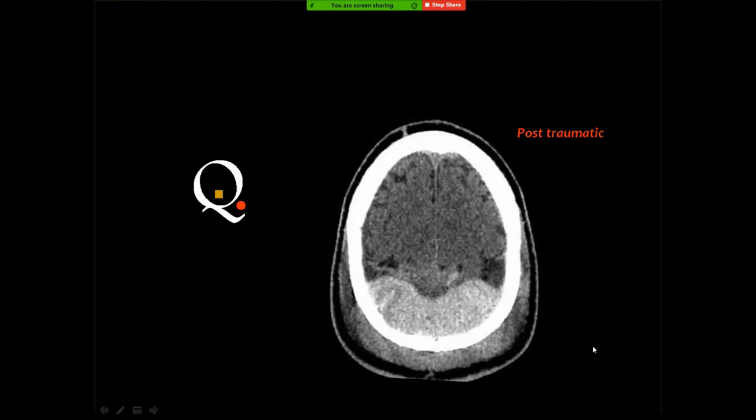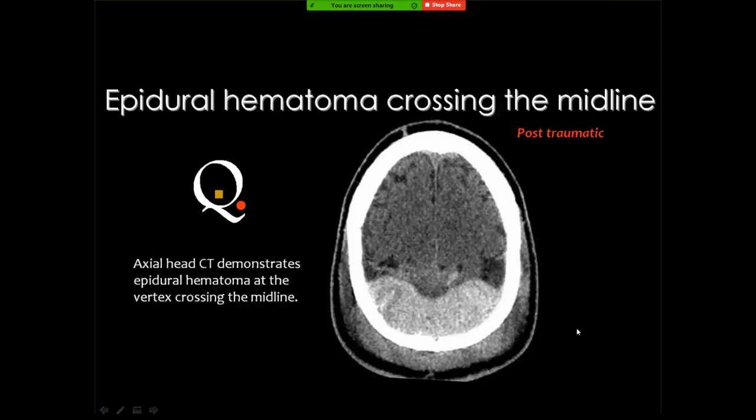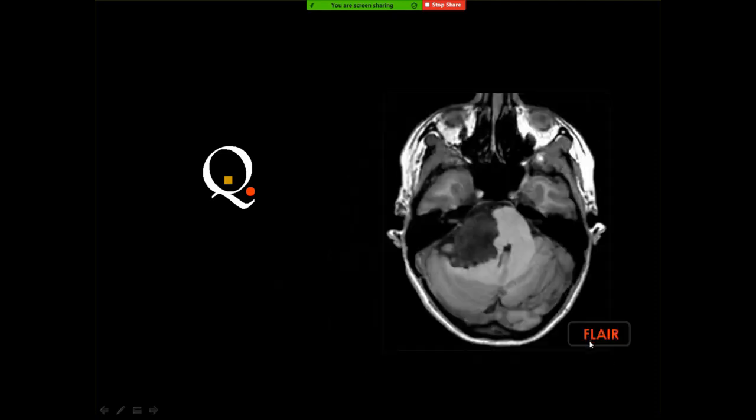CT brain, extradural hematoma. Very good. And yes, this is an epidural bleed. One of the criteria of epidural blood is that it does not cross the midline, and you know that the subdural space is communicating with each other, but the epidural space is not.